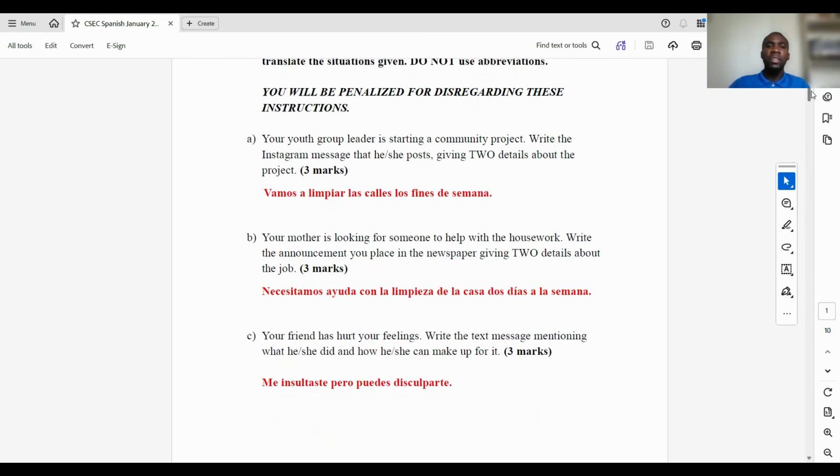B, your mother is looking for someone to help with the housework. Write the announcement you placed in the newspaper giving 2 details about the job. Okay, 2 details. Necesitamos ayuda con la limpieza de la casa 2 días a la semana. What were my 2 details? So my 2 details were the specific job as well as the frequency of that job. Okay? So the job is limpieza, so the cleaning of the house, de la casa, and 2 días a la semana, twice a week. So that's how often.